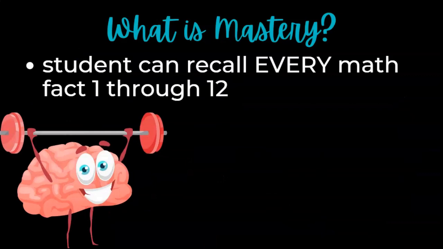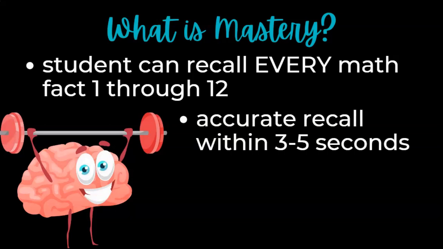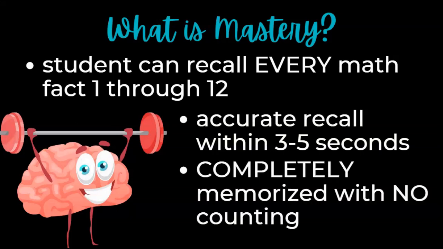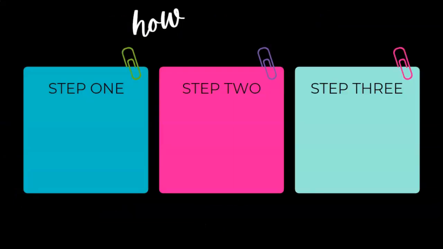I realized this when I would see certain students still struggling with 9 times 8 or 6 times 7, and I'm thinking, why is this student's name on the math fact mastery wall? So, what is mastery? The student who has mastered his or her multiplication facts can recall the product of every math fact 1 through 12. That means 1 times 1 all the way through 12 times 12. The student can accurately recall every math fact within 3 to 5 seconds. And the student has completely memorized every math fact 1 through 12 without the use of remedial strategies. So, no nines tricks, no counting strategies, and no skip counting.